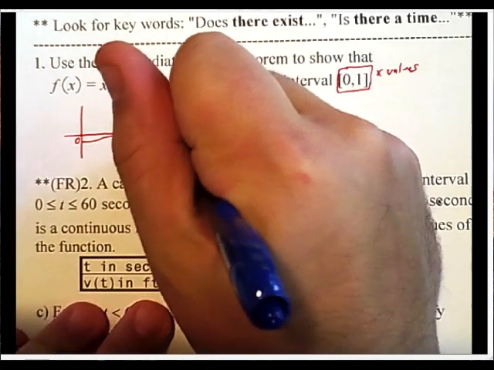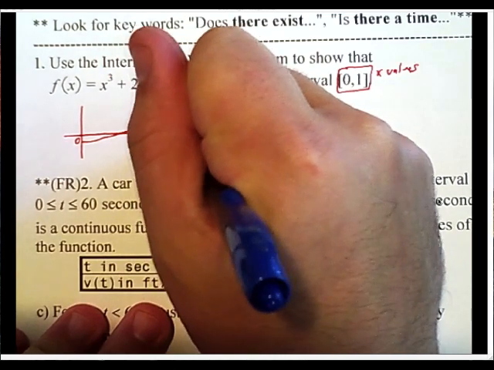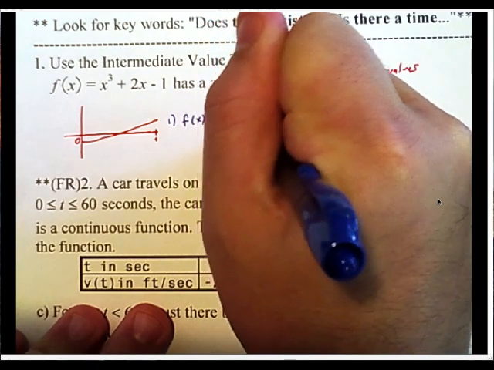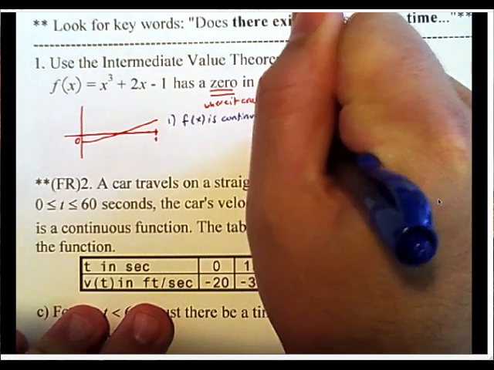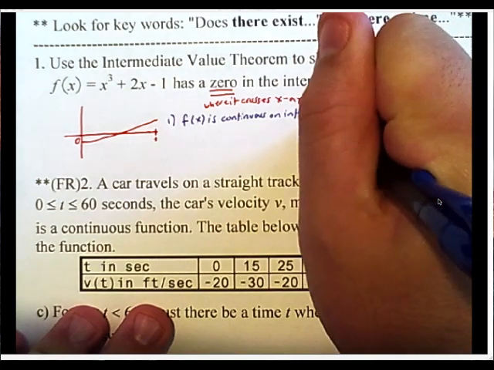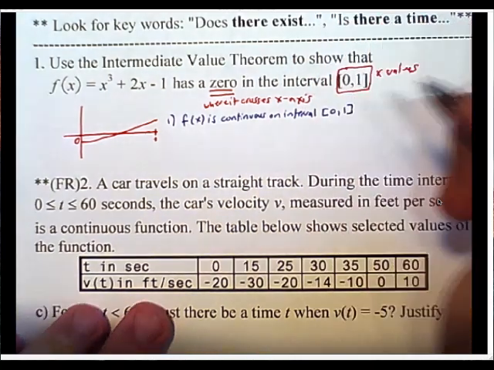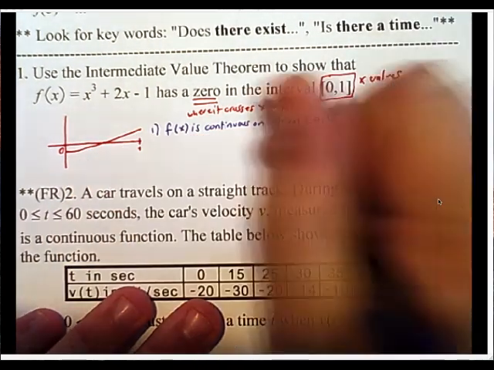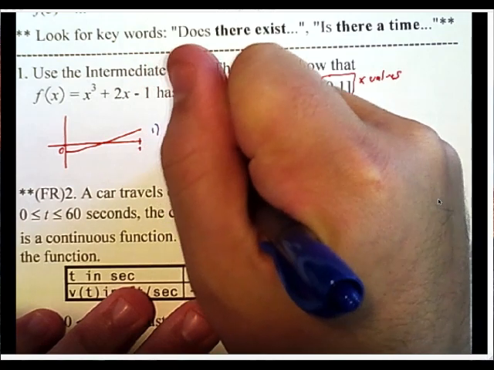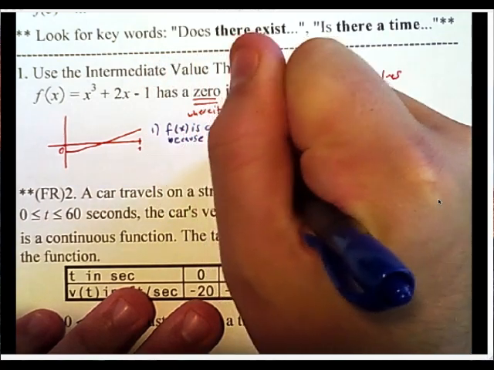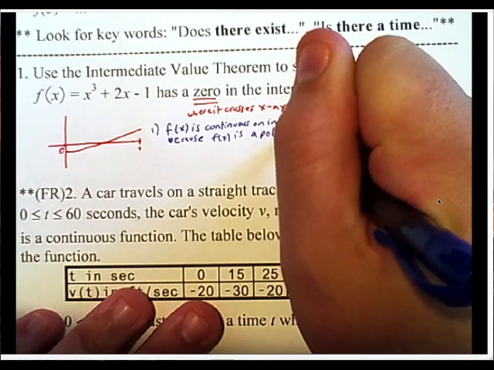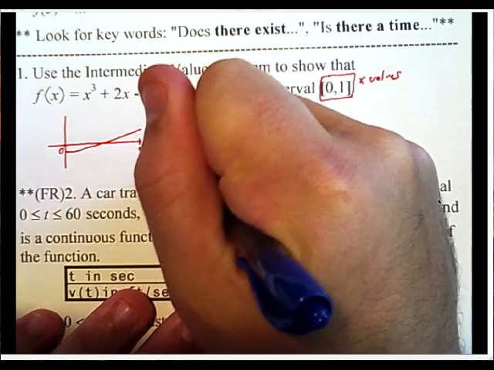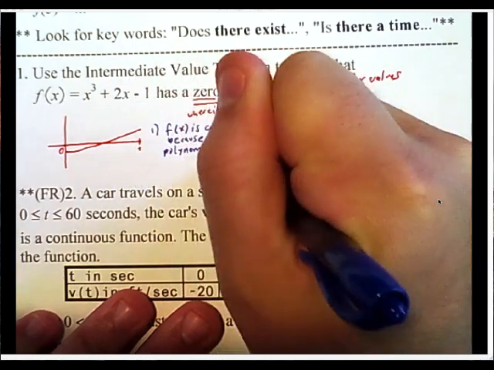Yes. So what we would say is f of x is continuous on the interval 0 to 1. Now, why is it continuous? How do I know it's continuous? Let's say I didn't make the actual graph. Because f of x is a polynomial, and polynomials are continuous everywhere.